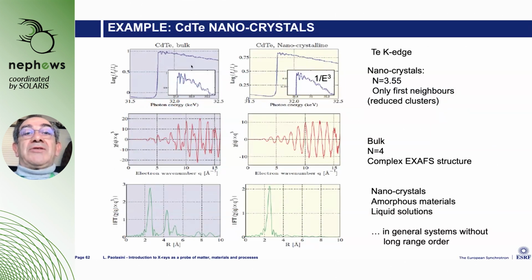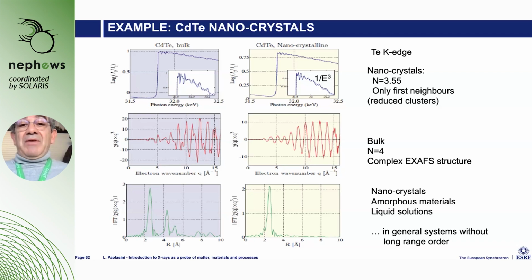Here is one case, for example, for a nanocrystalline material, cadmium telluride, which has a finite number of atoms. We can see that the EXAFS oscillations are very simple with respect to the EXAFS oscillations in the bulk of cadmium telluride, which presents very strange interference oscillations. If we Fourier transform this EXAFS oscillation, we can see that the first peak corresponds to the first neighbor, the second peak corresponds to the second neighbor distance, and so on. In the case of the nanocrystal, instead, we can see only one sharp peak associated to the first neighbor. This is due to the limited number of atoms present in the cluster.